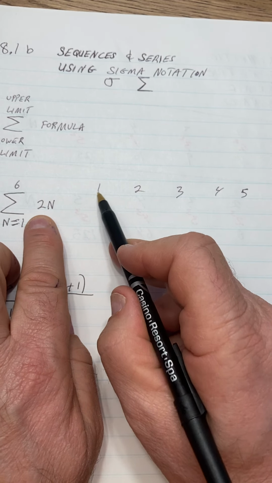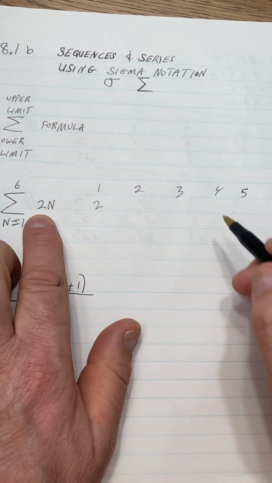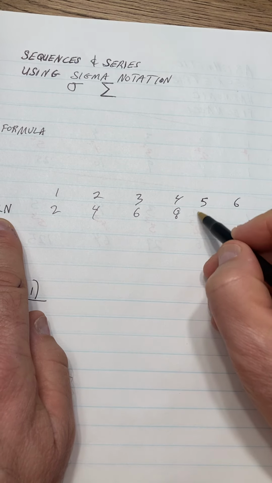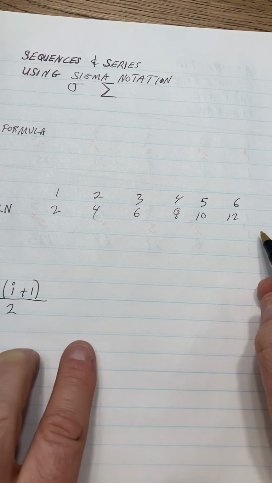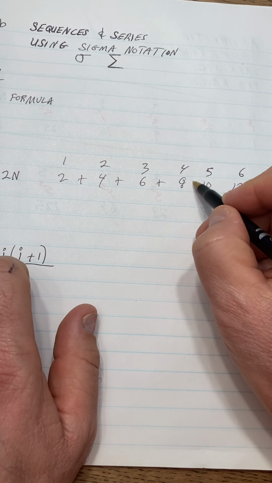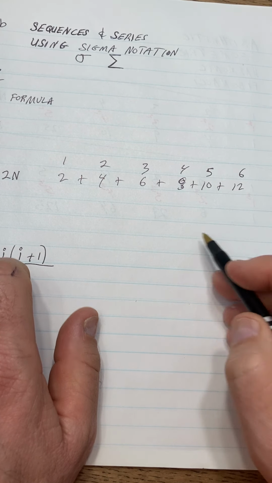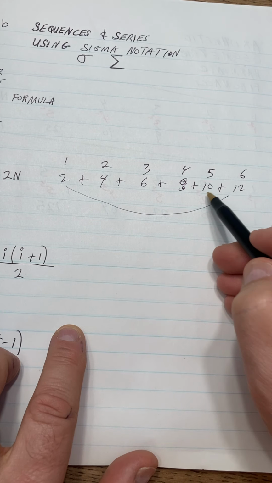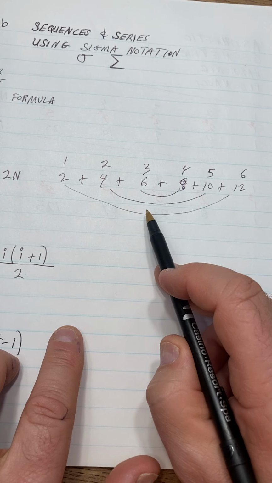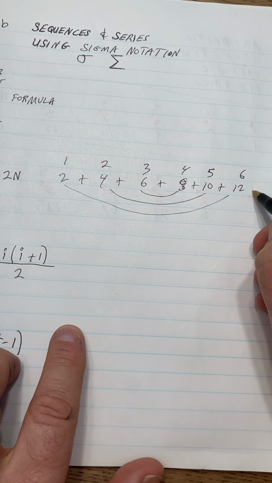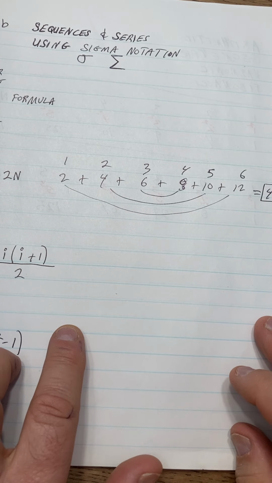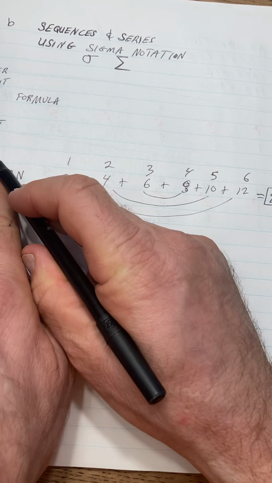2 times 1 is 2. 2 times 2 is 4. 2 times 3 is 6. 8, 10, 12. And now the summation means we have to add them up. It's going to be a series. So that right there was 14. That's 14. That's 14. So 14 times 3, 42. Okay? So it starts at 1, goes up to 6.